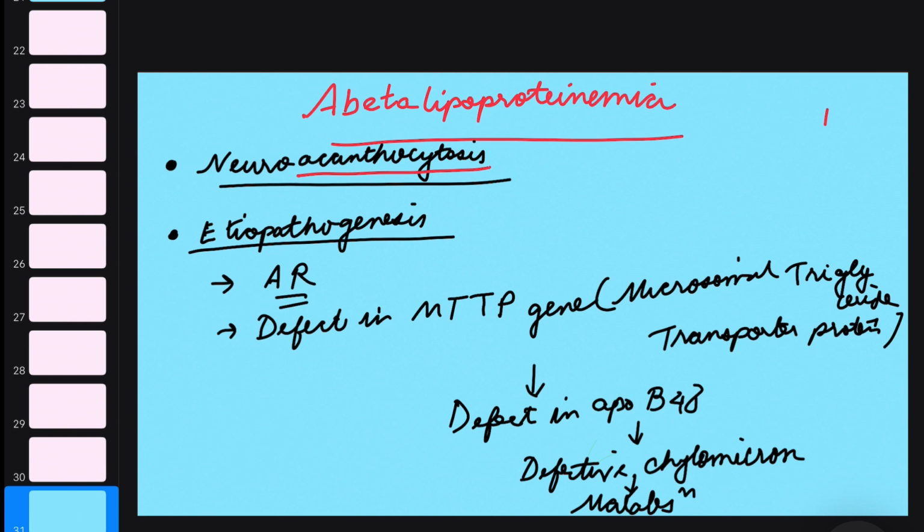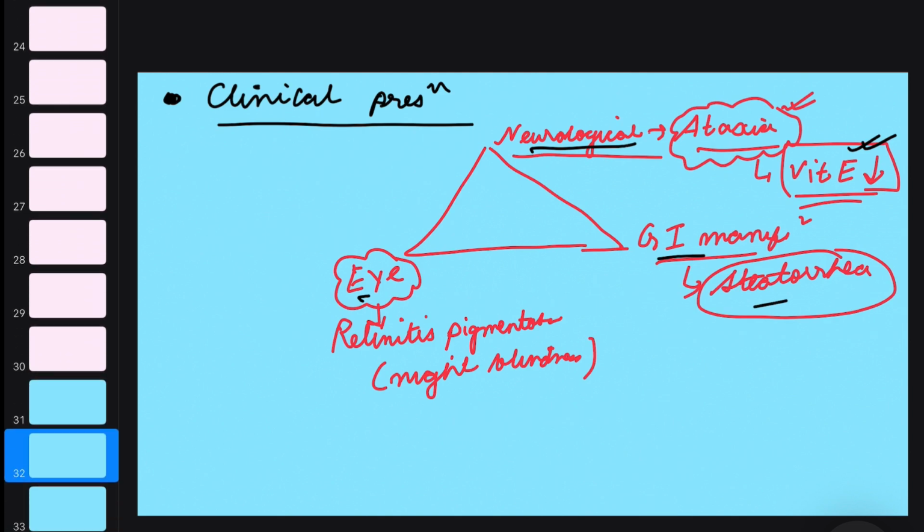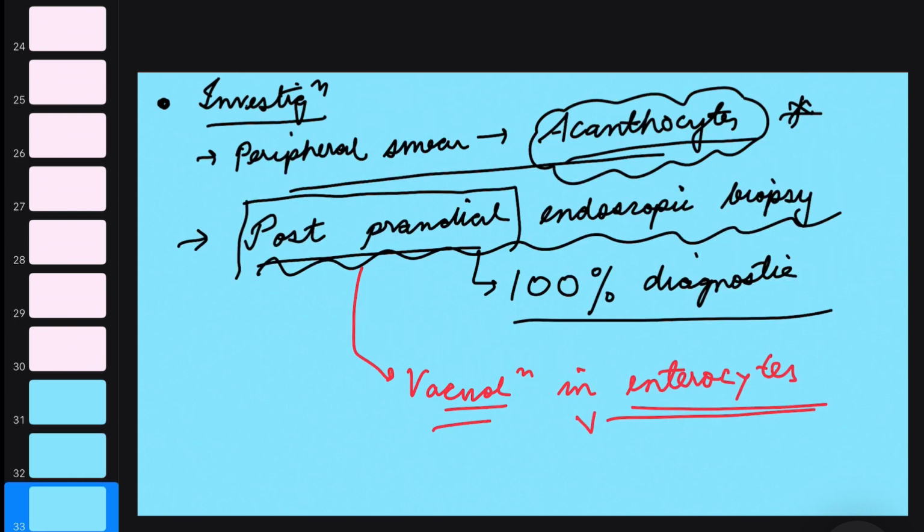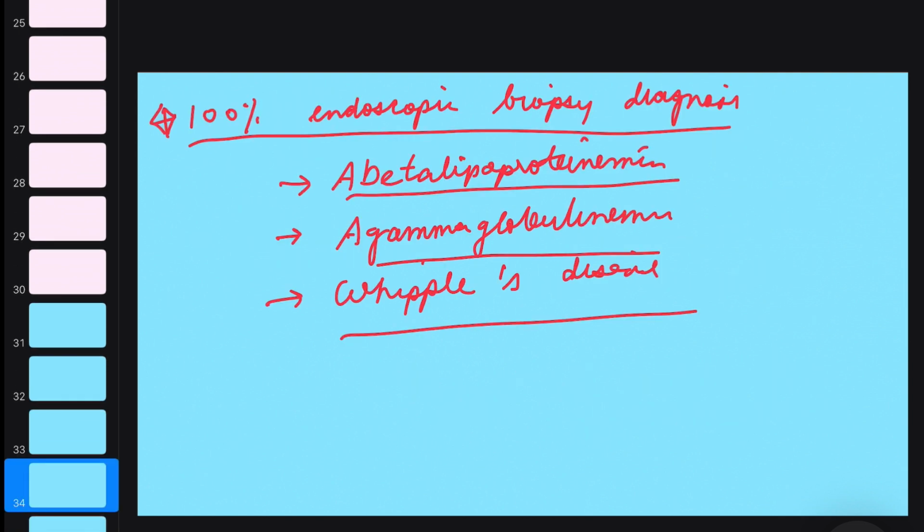What are you seeing in this? There is a triad here: neurological manifestations with ataxia due to vitamin E deficiency. Then you have eye manifestations with retinitis pigmentosa, and we have GI manifestations, basically steatorrhea. Then we saw that the investigations, peripheral smear and postprandial endoscopic biopsy, are 100% diagnostic. What are other conditions in which they are 100% diagnostic? Abetalipoproteinemia, A-gamma globulinemia, and Whipple's disease.